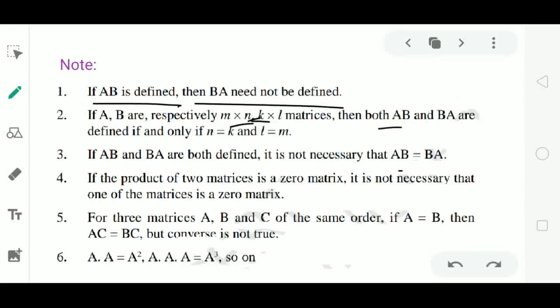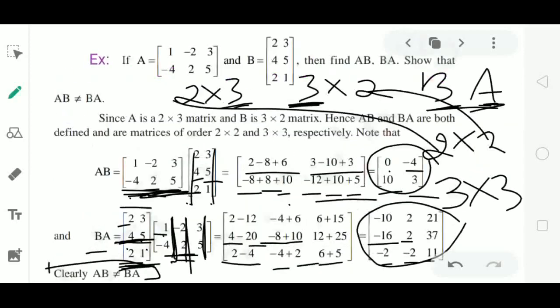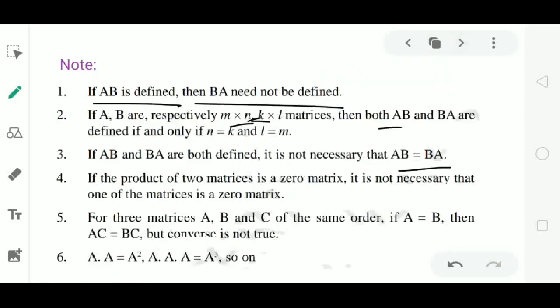Third point, if AB and BA are both defined, it is not necessary that AB is equal to BA. As we already saw the example here, in this example, both AB and BA are defined, but AB is not equal to BA. So this is that, even though both the products are defined, it is not necessary that they satisfy commutative property.